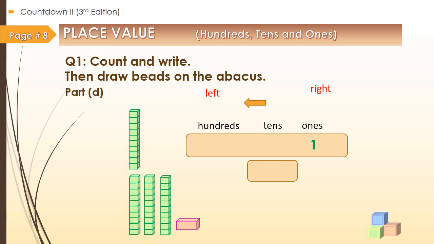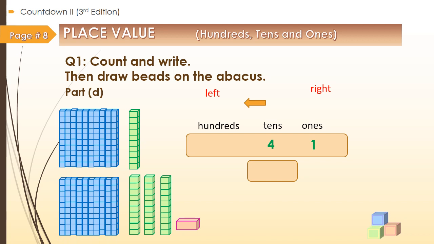How many tens columns do we have? Can you count? Yes, 4 tens. Now write 4 on the tens place. How many hundred blocks do we have? 200 blocks, which means we will write 2 on the hundreds place. So what is the final answer?